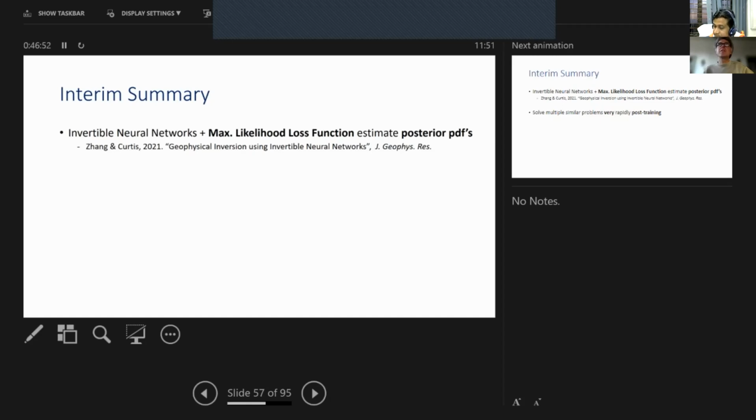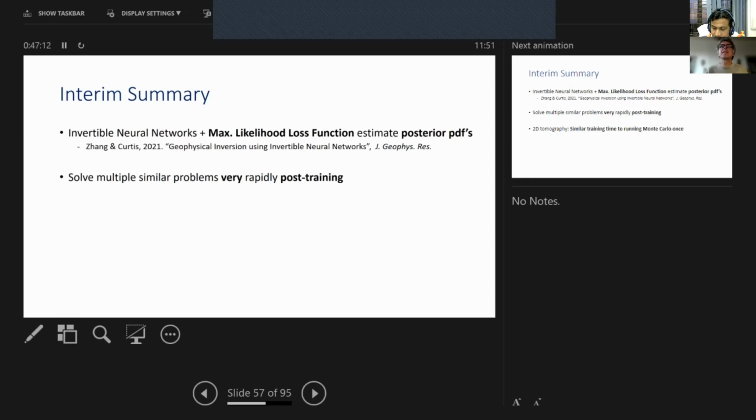So as an interim summary just now on the invertible neural networks, we've changed the loss function to this maximum likelihood loss function. That allows us to estimate posterior PDFs from these higher dimensional imaging problems. The networks can solve as many problems as you like, very, very rapidly after they've been trained.